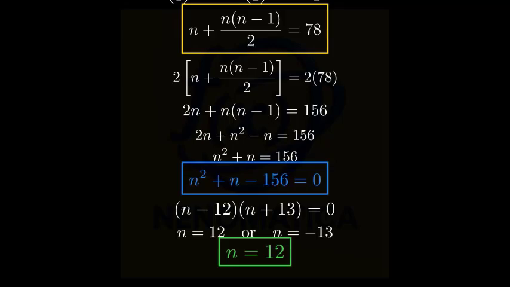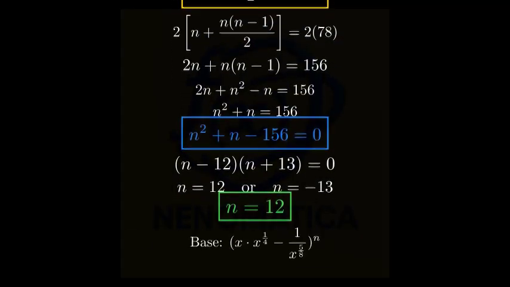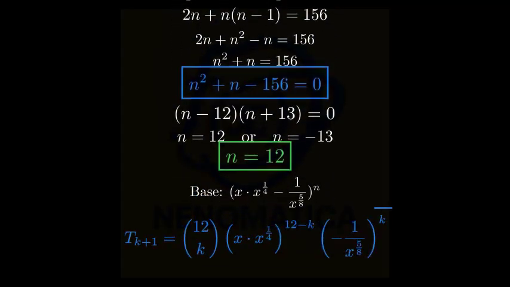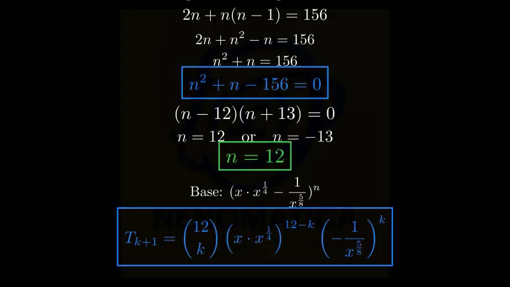Step 4. Now we use the general term of a binomial expansion. The base expression is (x times x to the 1/4 minus 1 over x to the 5/8) to the n. With n equals 12, the general term t sub k plus 1 equals 12 choose k times (x to the 1/4) to the power 12 minus k times (negative 1 over x to the 5/8) to the power k. Step 5. Simplify the powers of x and the sign.